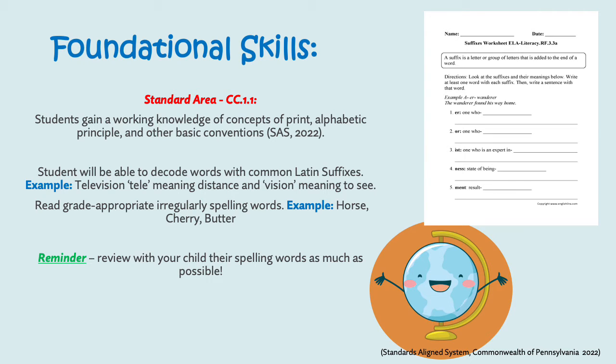And also, students will read grade appropriate irregularly spelled words. For example, for third grade, horse, cherry, butter. So your students will know the understanding of them words and how to spell them. And this is just a little reminder. Review with your child their spelling words as much as possible. And also, you can see here, I also have a little example of a worksheet that a student can practice on and things that we do in the classroom for fundamental skills.